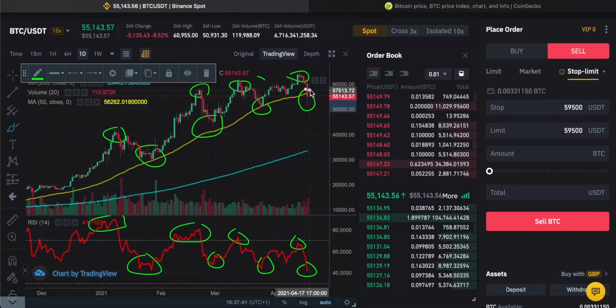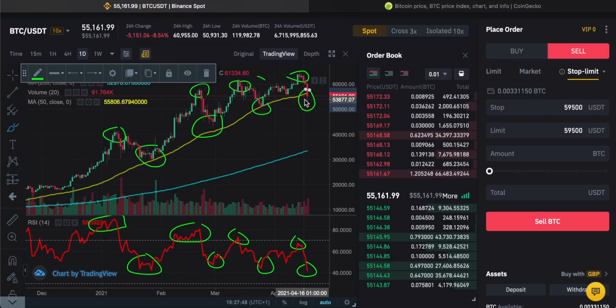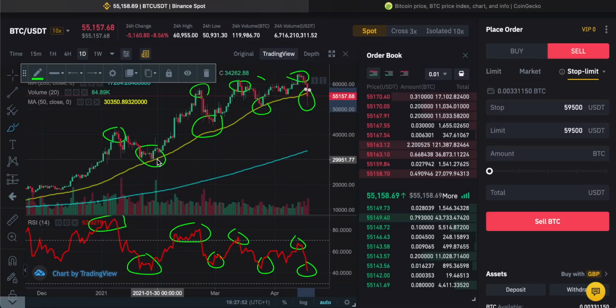So if you're a long-term bull, which one of these would you want to be buying in at? Would you want to be buying on FOMO and hype up at these levels? Or would you want to be buying when the RSI is in oversold territory and getting comparatively cheap Bitcoin?